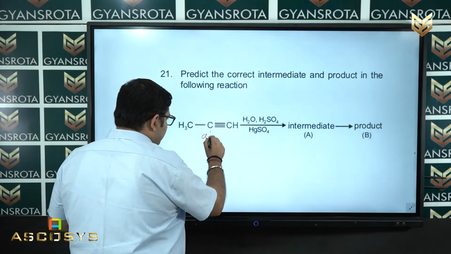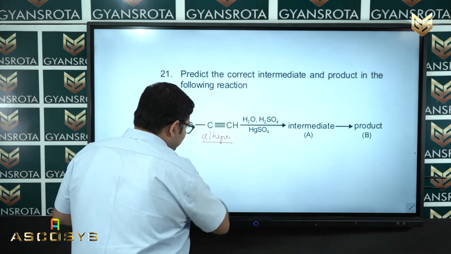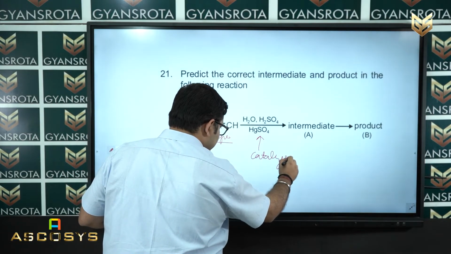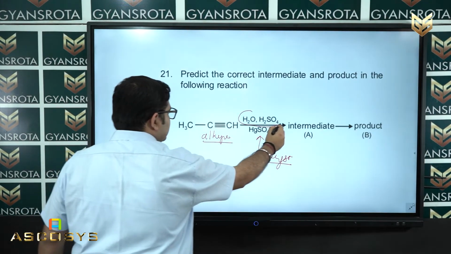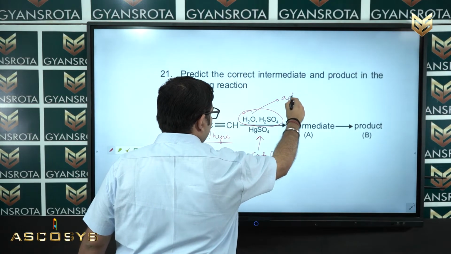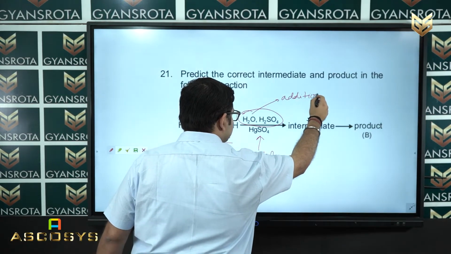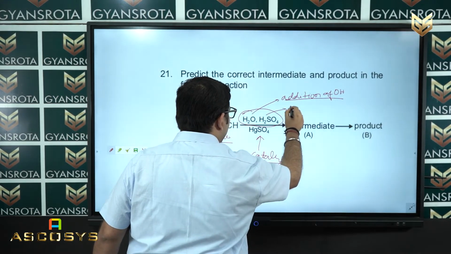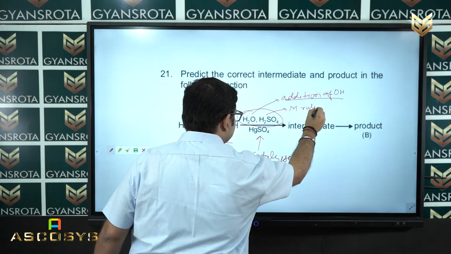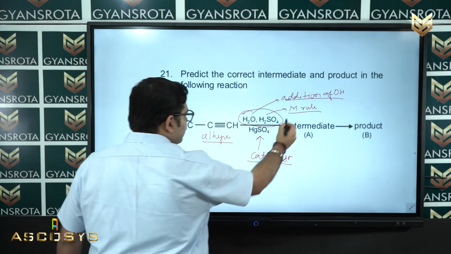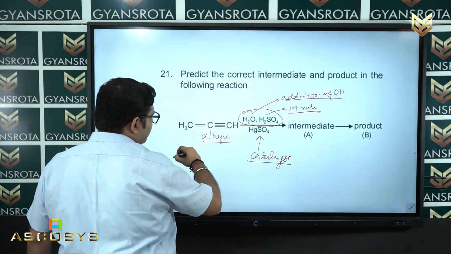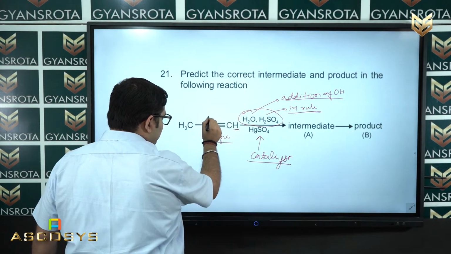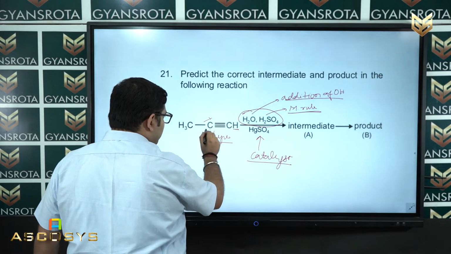If you see, this is your alkyne, and this one acts as a catalyst. Water in sulfuric acid basically gives the addition of OH, and this addition will follow the Markovnikov rule. What does Markovnikov's rule say? OH will attach to that carbon which has fewer hydrogens. If you see, here one hydrogen is there and here no hydrogen. So, your OH will attach on this carbon.